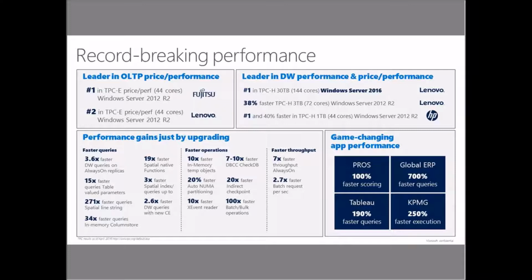38% faster, with 72 cores there as well. And number one, and 40% faster with 44 cores than the leading competitor. And there are many other performance gains that you get just by upgrading.